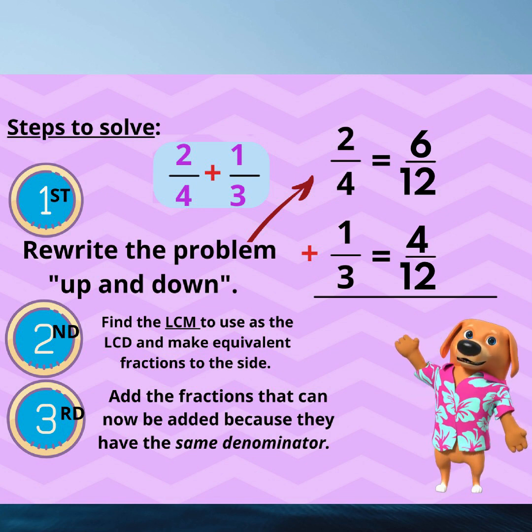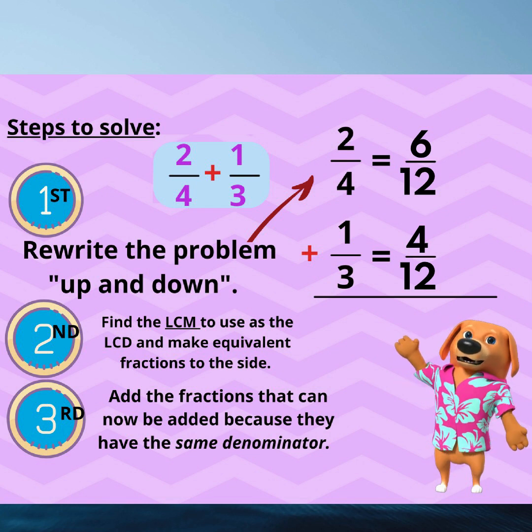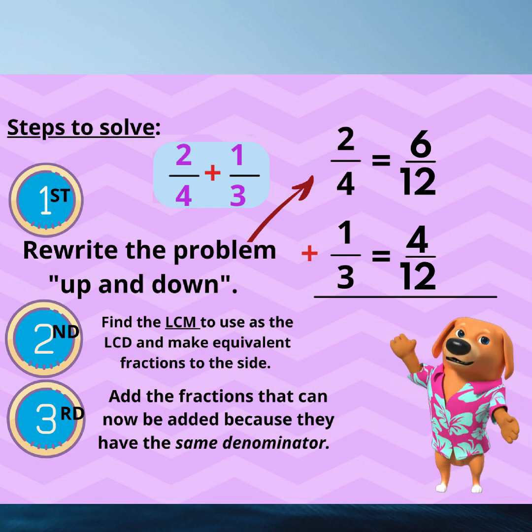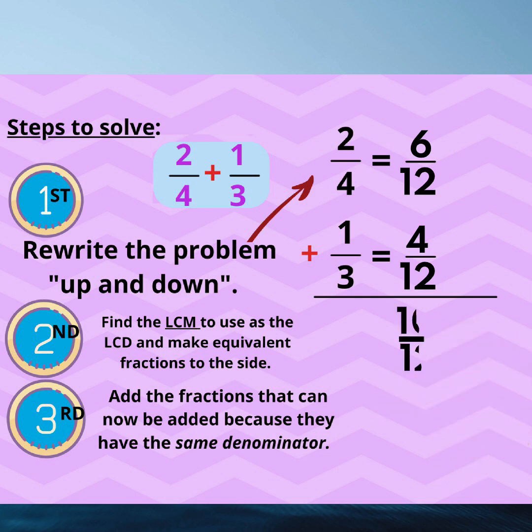Now that both fractions have the same denominator, we can add them. We just add the numerators. 6 plus 4 equals 10. You keep the same denominator, of course. So the answer is 10/12.